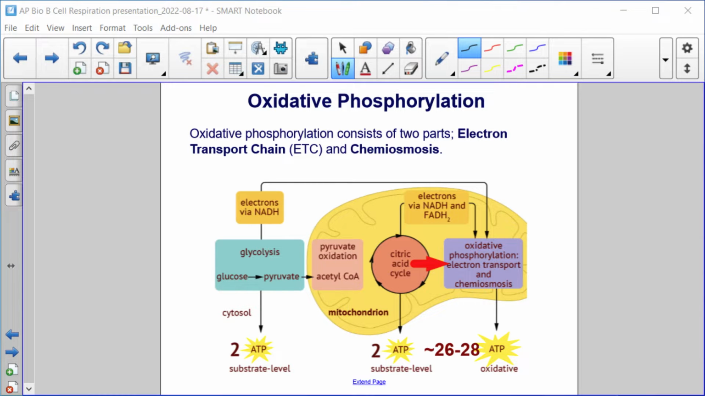So in our overall cell respiration process, we're over here in the last step now, oxidative phosphorylation, which consists of 2 parts: electron transport chain, ETC, and chemiosmosis. And take a look at what is coming into this process. It's electrons via NADH and FADH2.